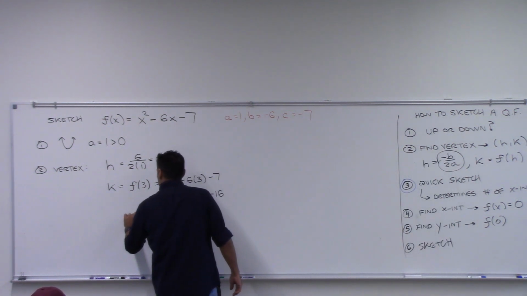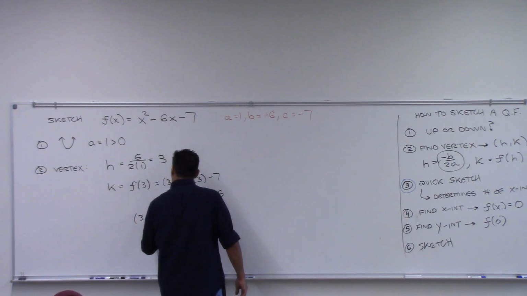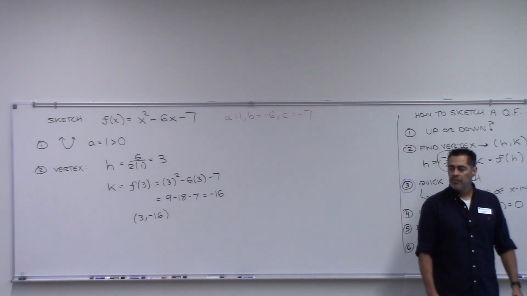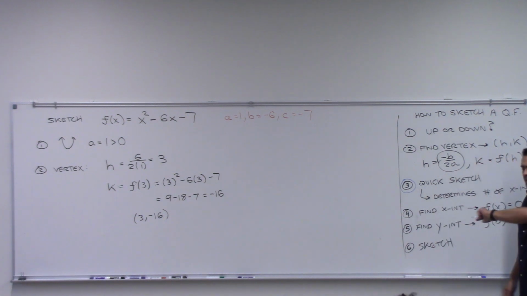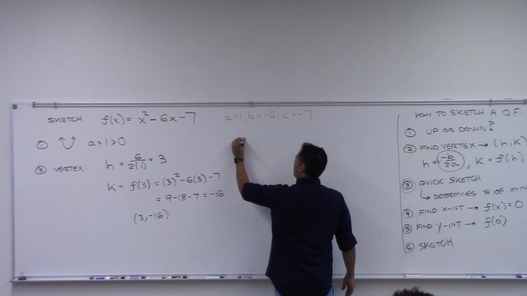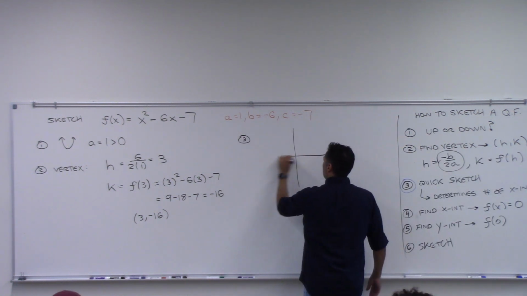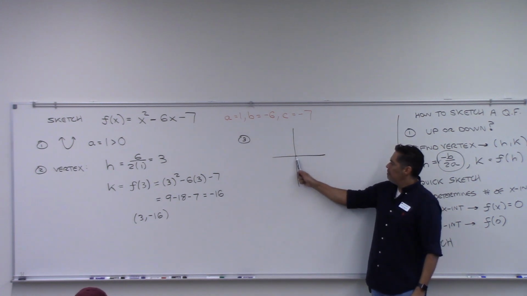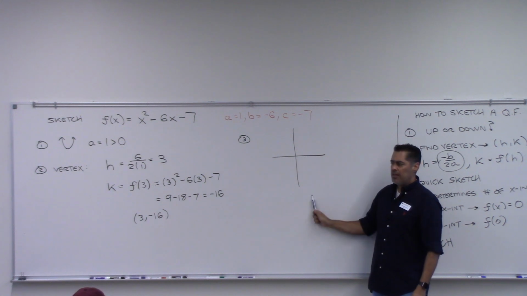Okay, so my vertex is a point. It's the point 3, negative 16. That's the point, 3, negative 16. Step 2. Step 3. Quick sketch. This is that step that not a lot of people do, but watch. Here's what I know so far. The vertex lives where? To the right 3, and down 16. So somewhere down here, right?